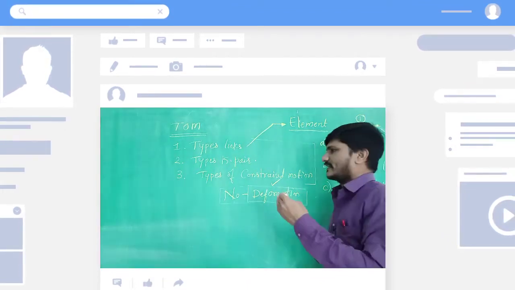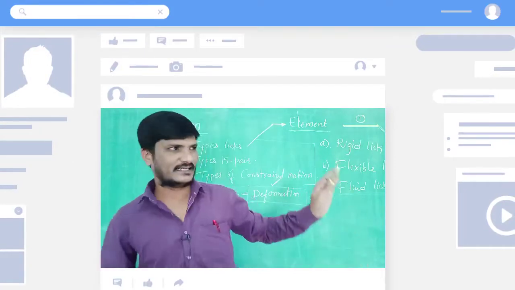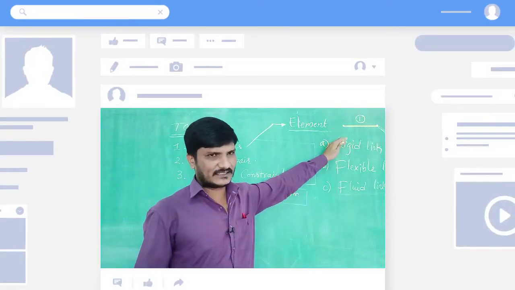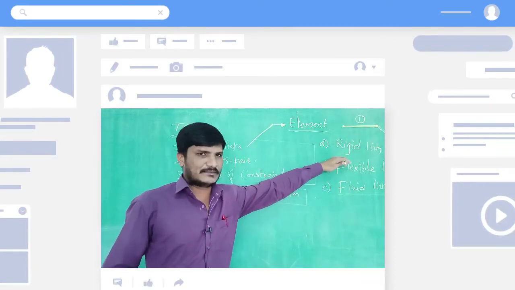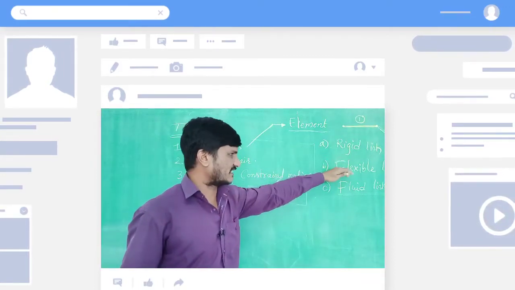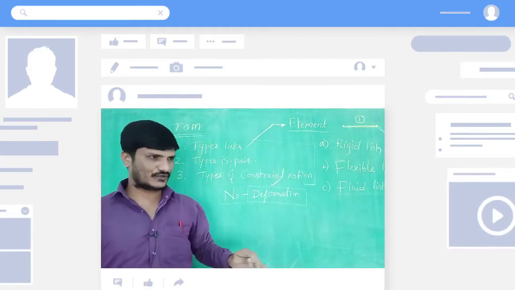So like that, the types of links are classified in three ways. One is the rigid link, where no deformation exists; the second is the flexible link, where deformation exists; and the third is the fluid link.